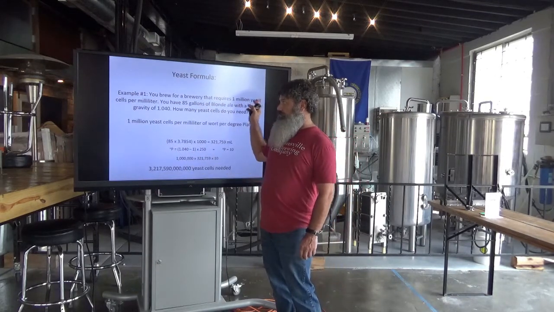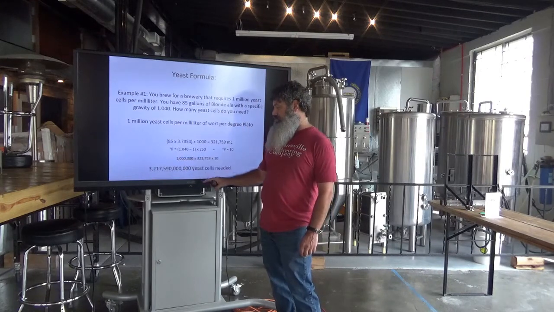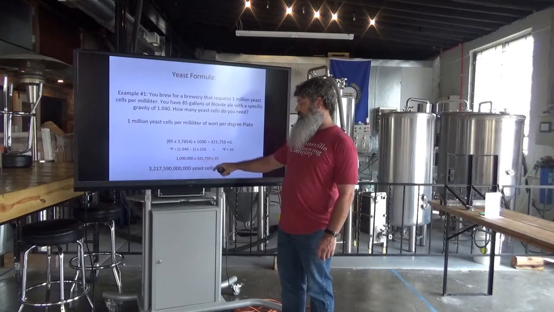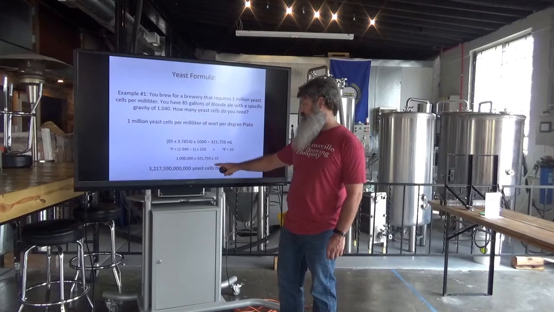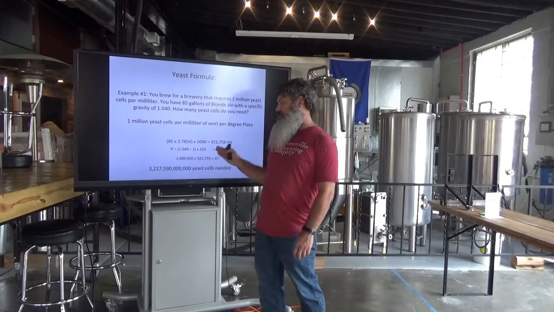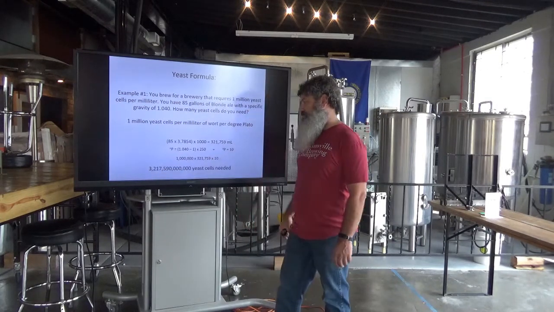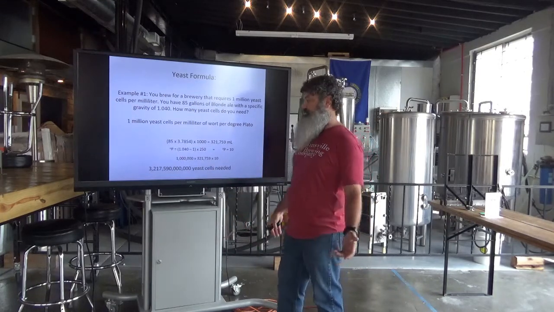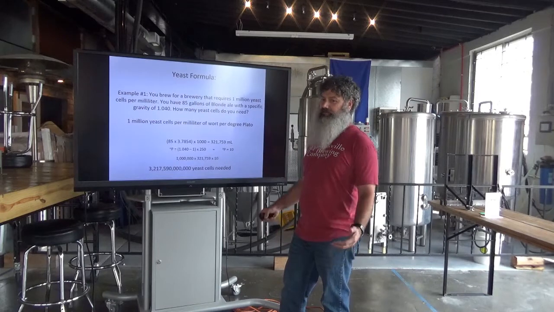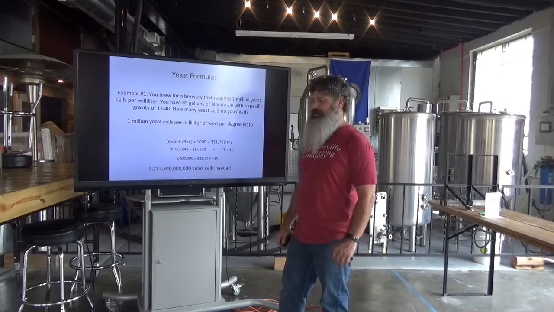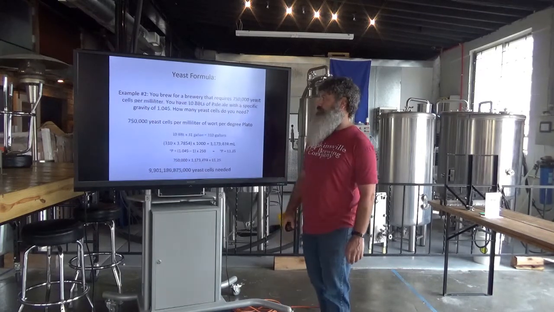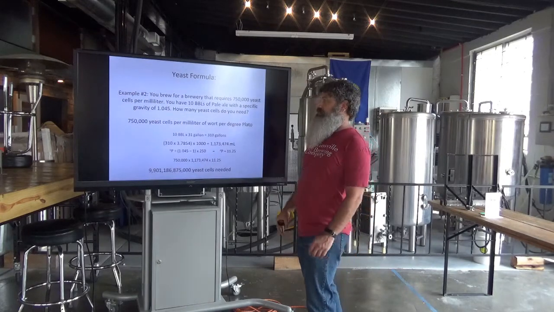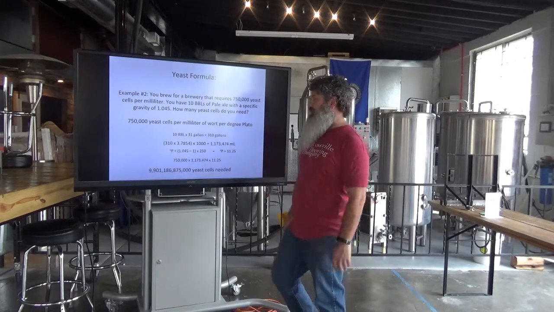So now we're working with 1 million yeast cells per milliliter. We're going to multiply that by the number of milliliters, and we'll multiply that by our Plato. When you do the formula math there, you see we've got 3,217,590,000,000 yeast cells. I know that sounds like a lot, but it's really not. Let's try another formula, just so you can kind of see how this math works out.